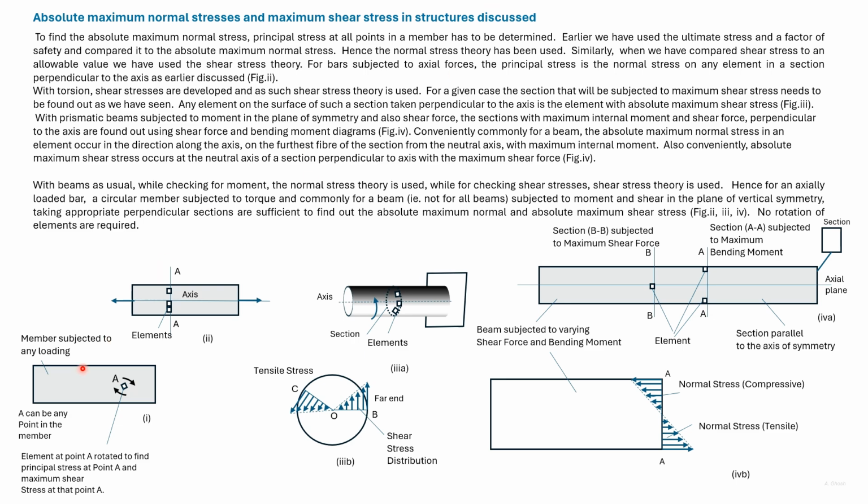As per normal stress theory, the member is considered to be safe if such a stress is less than the ultimate stress. Similarly, we can rotate this element, keeping an eye on the shear stress, and find the maximum shear stress acting at this point.